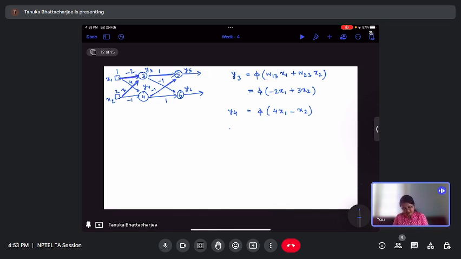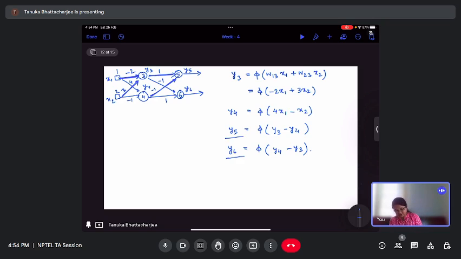Now, when you go for y5, y5 is basically connected to y3 and y4. These two are coming as input to y5. So, y5 is basically phi of y3 minus y4. And similarly, y6 is phi of y4 minus y3. So, these are the different formulas. These y5 and y6 are your final output.